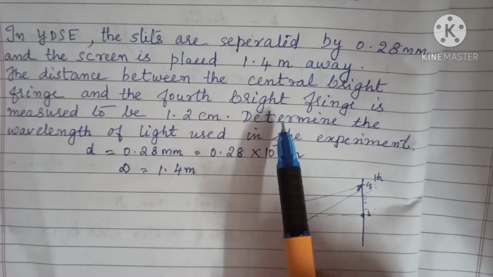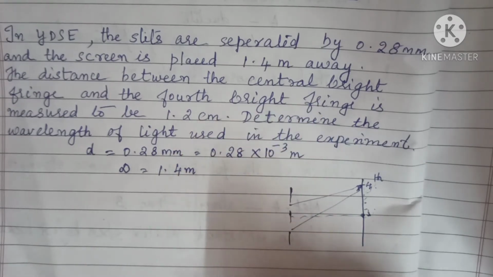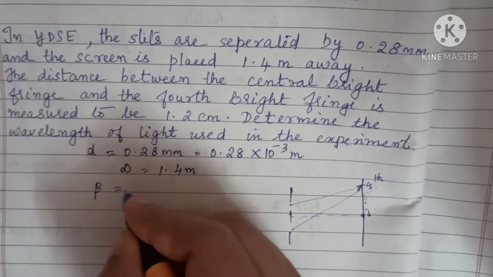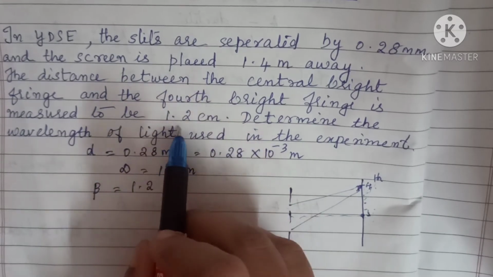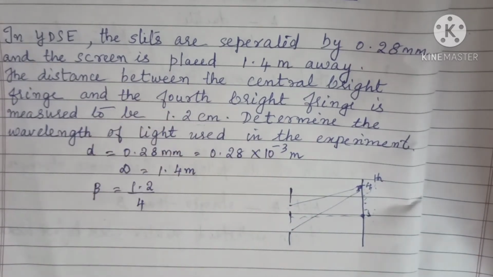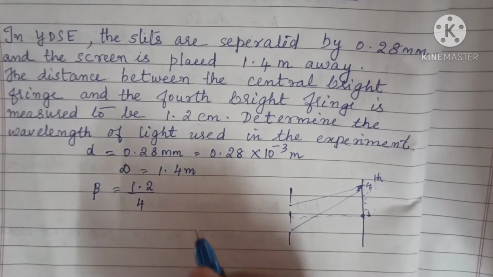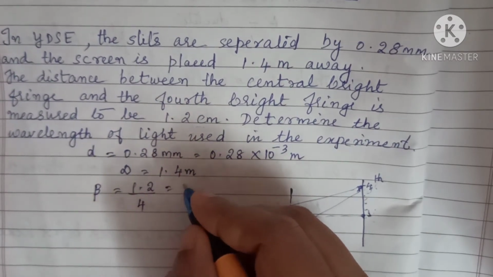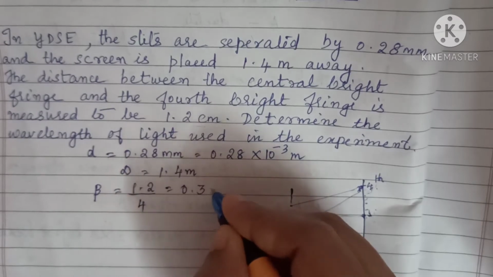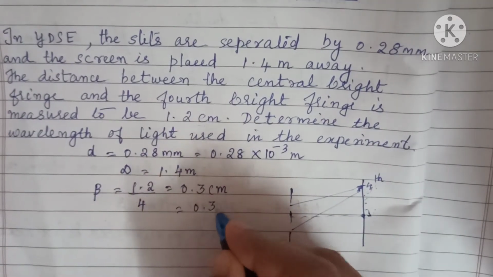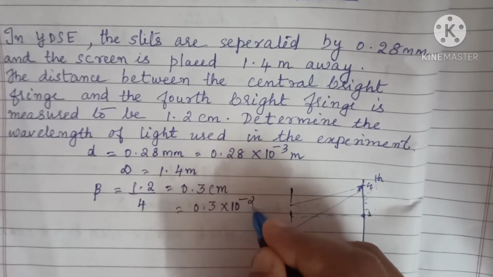Here it is a bright fringe. So how will you find beta? Beta is equal to 1.2, which is given here, divided by 4, isn't it? Since each band is of equal width, you can do it like this. So beta equals 1.2 by 4, and it will be in centimeters, that is 0.3 centimeters. Clear? That is 0.3 into 10 power minus 2 meters.